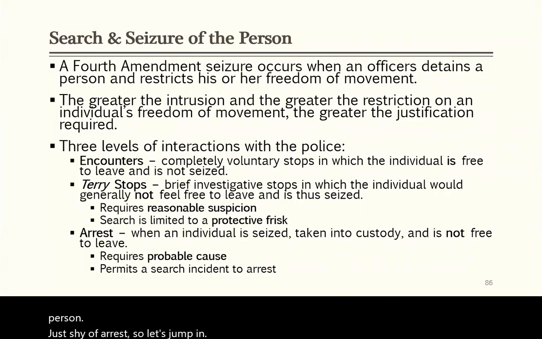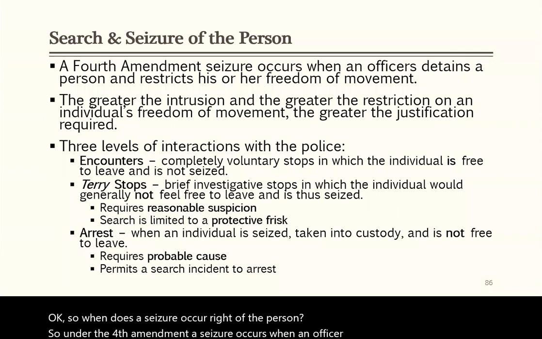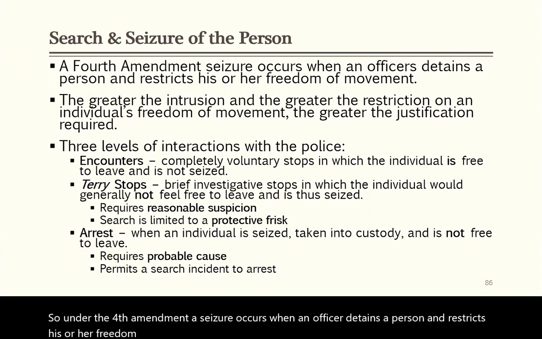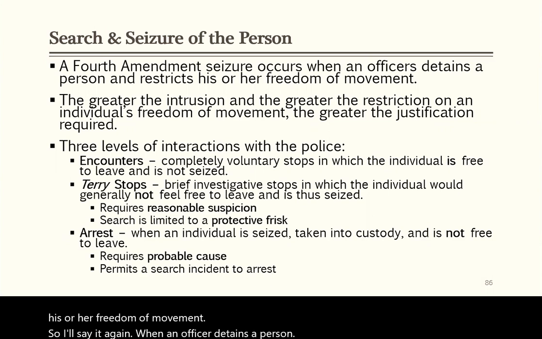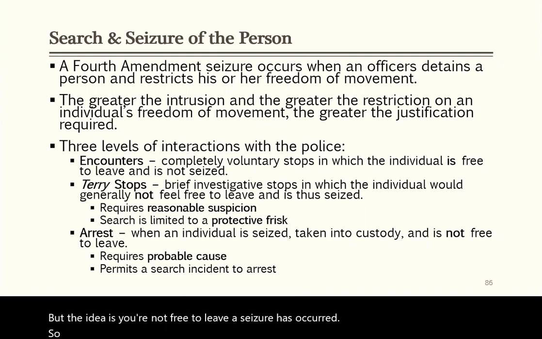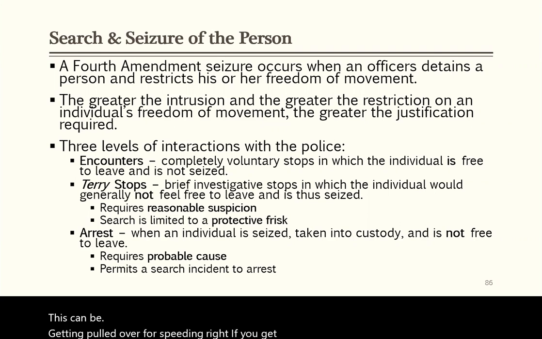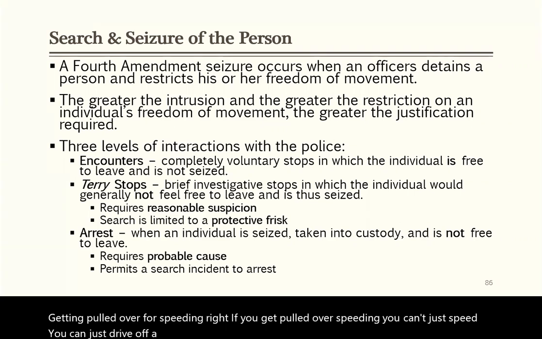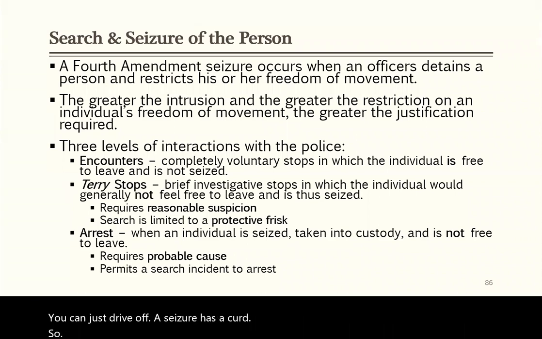So when does a seizure of a person occur? Under the Fourth Amendment, a seizure occurs when an officer detains a person and restricts his or her freedom of movement. I'll say that again: when an officer detains a person and restricts his or her freedom of movement. The idea is you're not free to leave. A seizure has occurred. This can be a formal arrest. This can be getting pulled over for speeding. If you get pulled over for speeding, you can't just drive off. A seizure has occurred. So even with speeding tickets, or arrests, the Fourth Amendment is implicated.